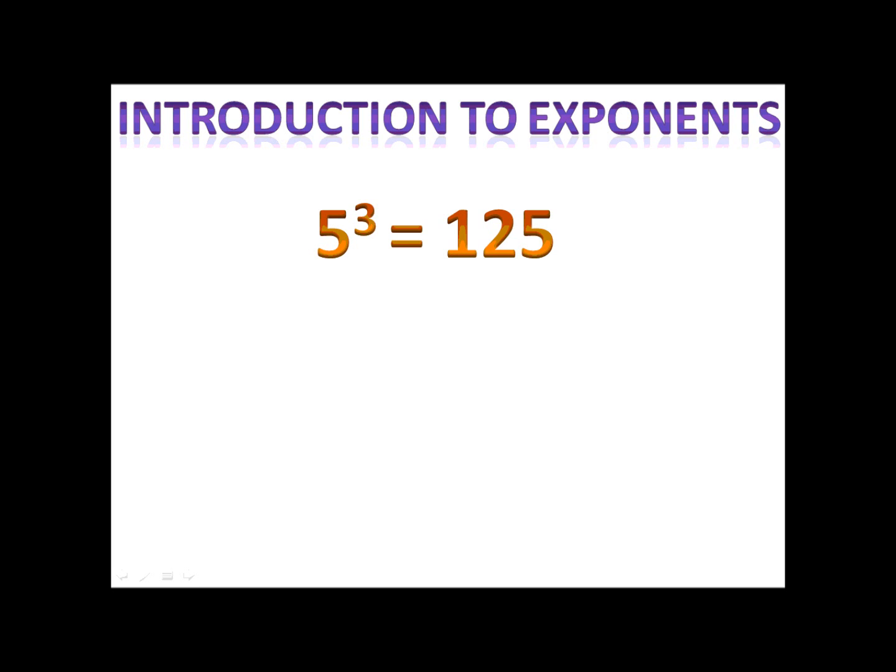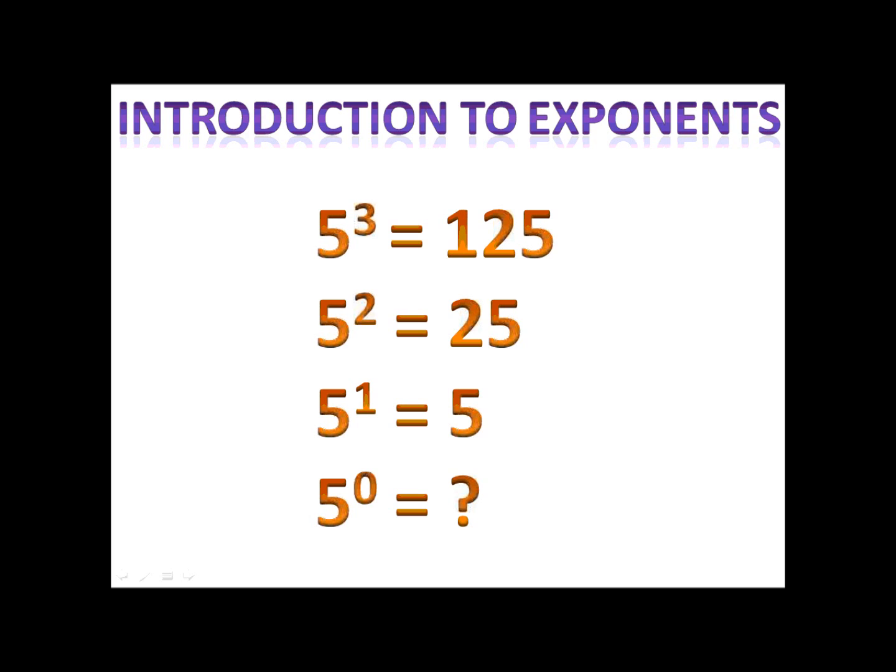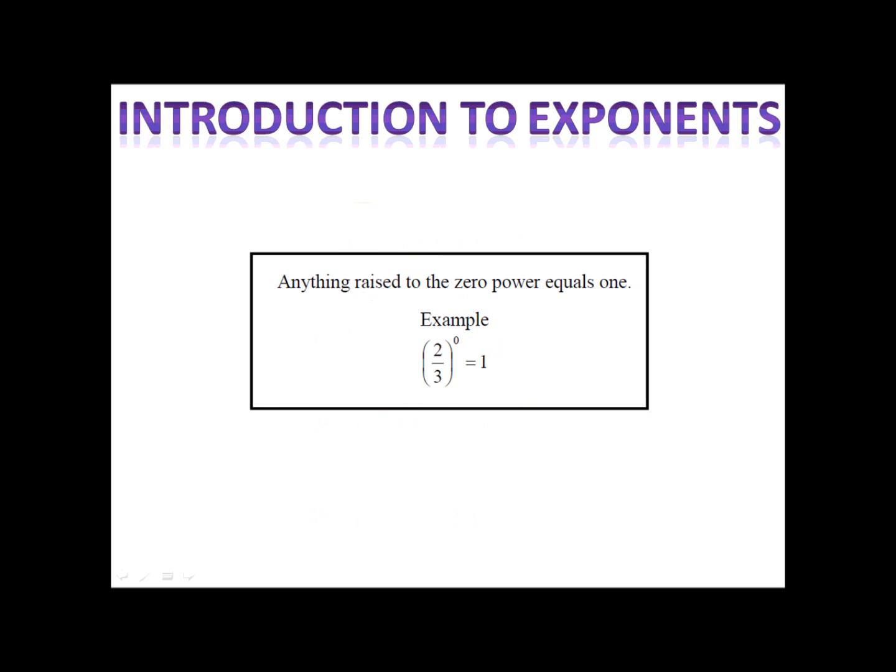In summary, we know that exponents are repeated multiplication, and we can write exponents to make numbers a little bit shorter to work with. So far, we've worked with exponents that are positive numbers. How about 5 to the 0? What does that become? Well, anything raised to the 0 power is equal to the number 1. So in our example here, 2/3 to the 0 simply equals 1.